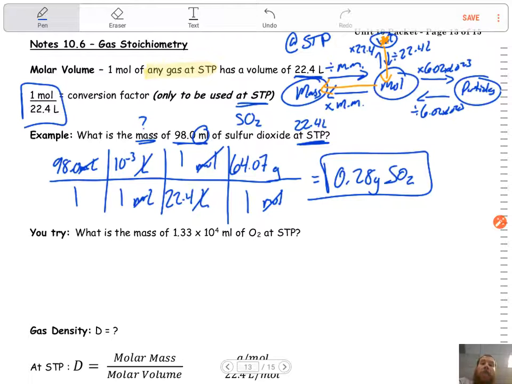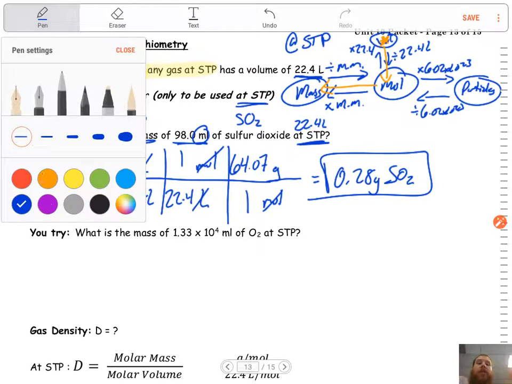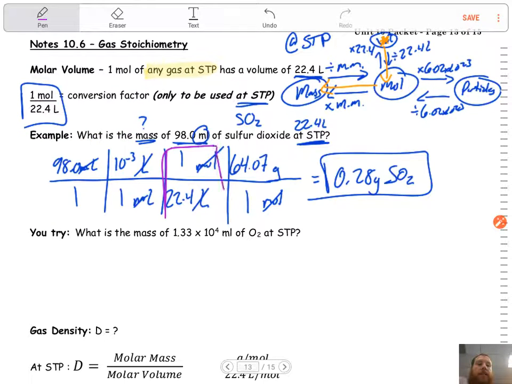So my hope is that you can see, hey, this is like one new idea, and the only new piece here is this conversion factor. That was the link we were missing before, and then recognizing, hey, it has to be at STP, but if I'm at STP, that's all I need to do.